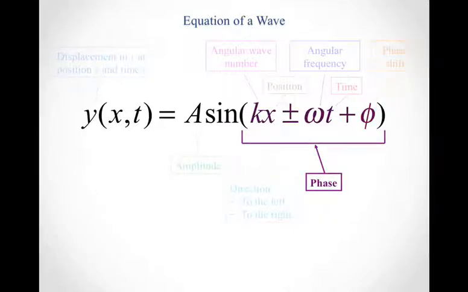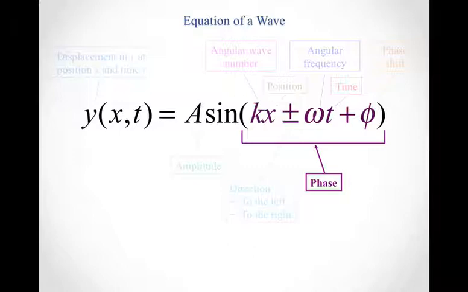All three of these pieces make up the phase. And again, kx, omega t, and phi all had units of radians because when we plugged the phase into our function, we want it in units of radians. So this gives us our wave equation.